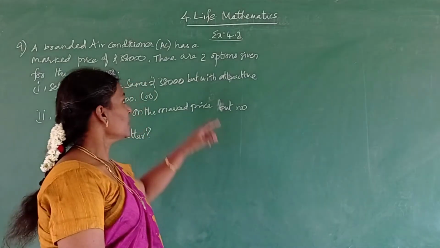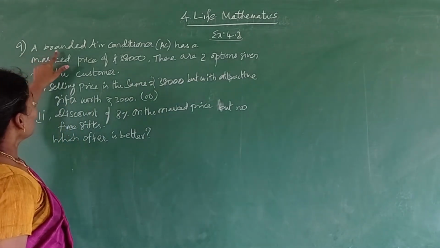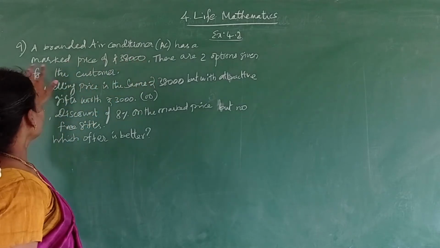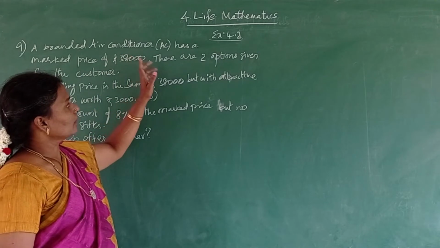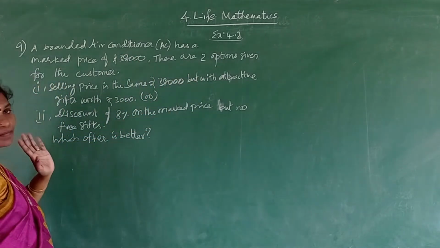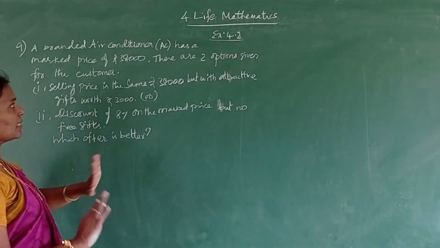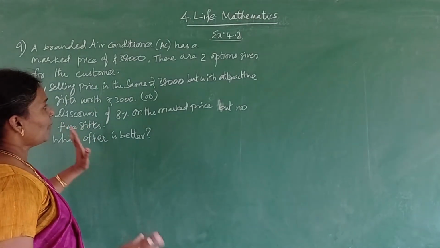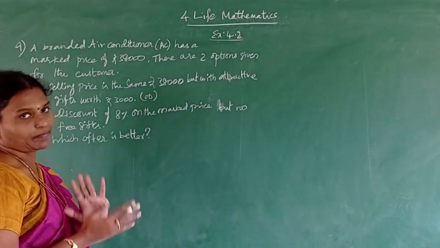Children, let me see. Exercise 4.2, ninth sum. A branded air conditioner has a marked price of rupees 38,000. There are two options given for the customer. Okay, what are the two options? Selling price is the same, 38,000, but with an attractive gift worth 3,000 given.